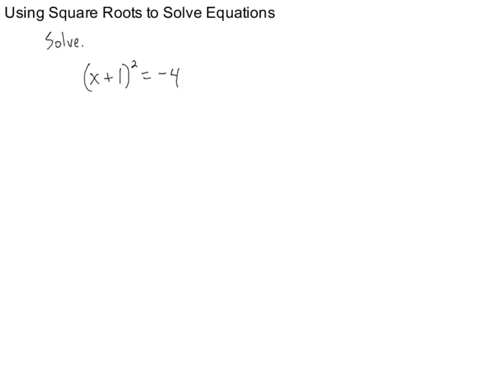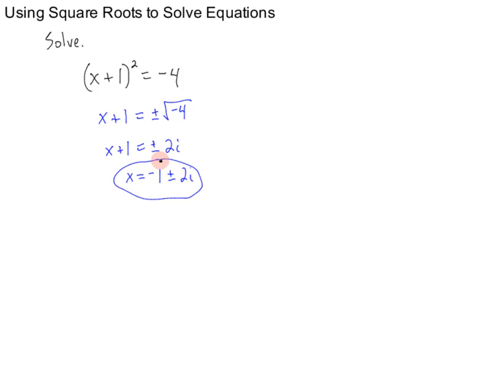Here's another example. Take the square root of both sides and you get x plus 1 equals plus or minus the square root of negative 4. Well, if you recall, the square root of 4 is 2 and the square root of negative 1 is i, so this is plus or minus 2i. And now you subtract the 1, so you get negative 1 plus or minus 2i. So you get two solutions here as well.